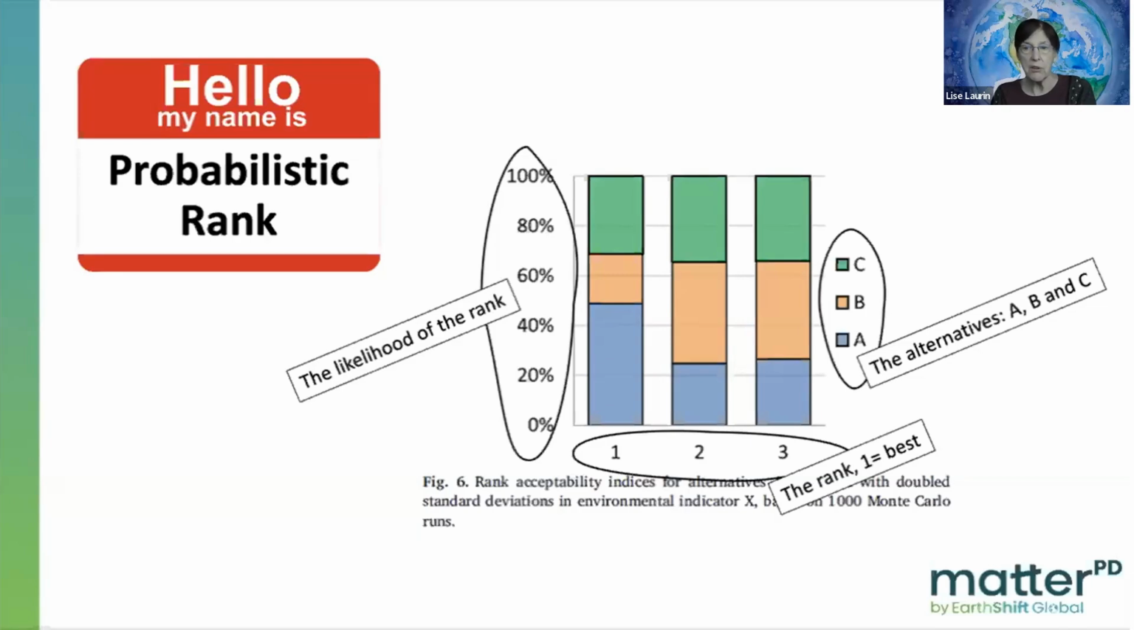So my alternatives here, A, B, and C, the bluish color, the orangish color, and the greenish color, I can see that to be ranked 1, to be the best, that A, the alternative A, is most likely, well, maybe not most likely, it's a little over 45% likely to be the best. Whereas B and C, less likely to be ranked the best. Now, if I'm choosing between A and C, they might be close enough that I say either one is okay, right? But let's not use B.